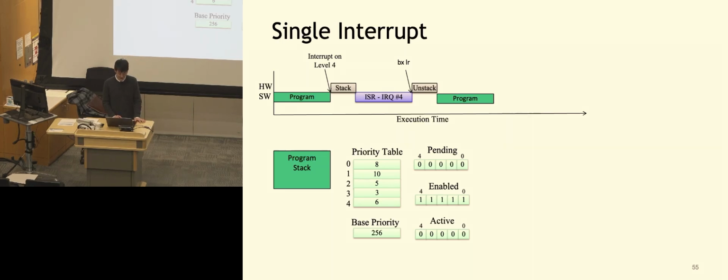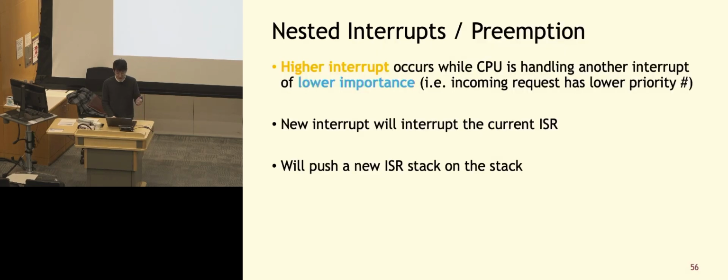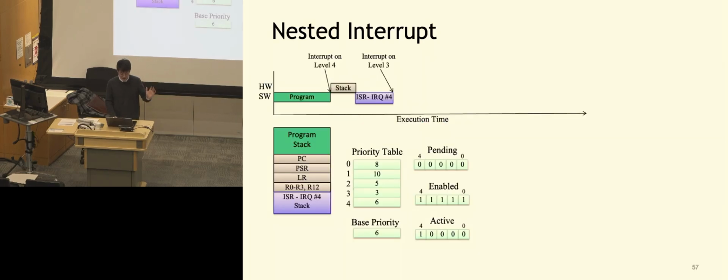Alrighty, perfect. Then we're going to look at a little bit more complicated case here. What happens if a higher priority interrupt occurs while the processor is still handling another interrupt with lower priority? Basically, long story short, the new interrupt will interrupt the current ISR, the interrupt service routine, and then we'll push a new ISR stack on the stack. Let me show you again on the graph here.